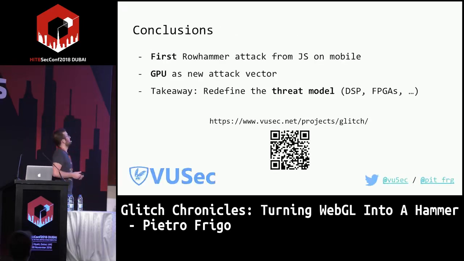And in conclusion, we show the first Rowhammer attack from JavaScript on mobile platforms, but the main takeaway of this talk is that we introduced the GPU as a new attack vector, and this means that we need to redefine the threat model, because as we showed, by simply shifting the threat model from the CPU to the GPU, we can generate more powerful attacks than before. And so maybe next time it's going to be a digital signal processor or a modern processor with an FPGA embedded in the CPU. So you have a lot of powerful tools there that nobody considers, and that's quite a big threat.